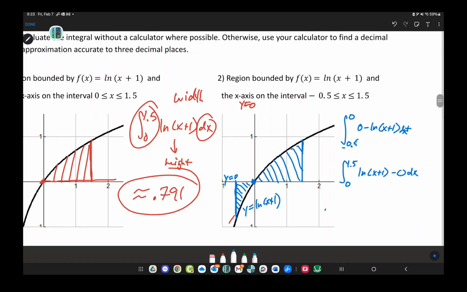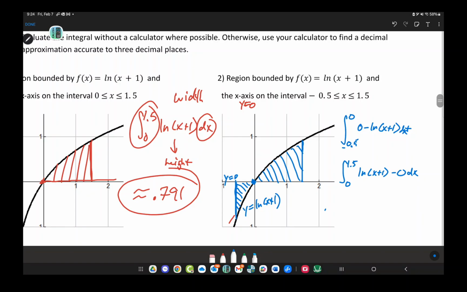So, when you're trying to find the area between two functions, you have to know when one function is greater than the other. If one function is greater than the other on the entirety of it, then it's just the integral of whatever bounds you have, the greater function minus the lower function. But if they cross, you have to create two integrals. One where the first function is higher, and the second where the second function is higher.